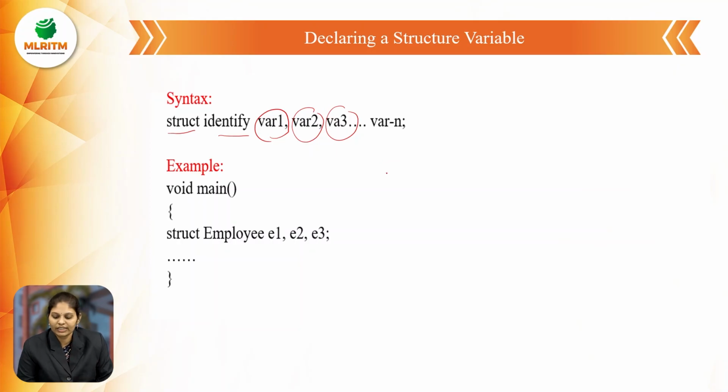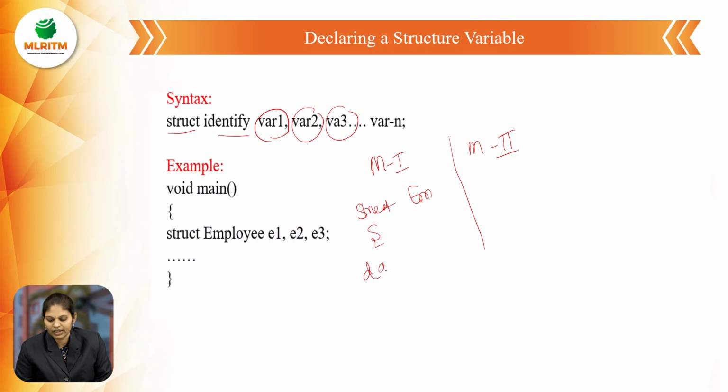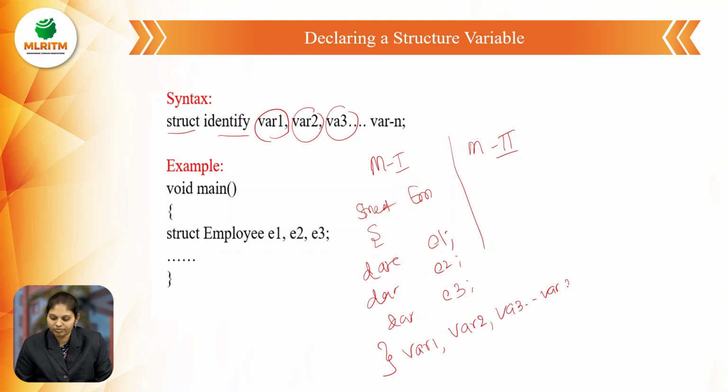In that, we will create the struct variable. We have to use two methods, method 1 and method 2. In method 1, you mention struct employee, with data type 1 as employee 1, data type 2 as employee 2, and data type 3 as employee 3, and a semicolon. After closing the structure, you also have to take the different variables, variable 1, variable 2 and variable 3 up to variable n.